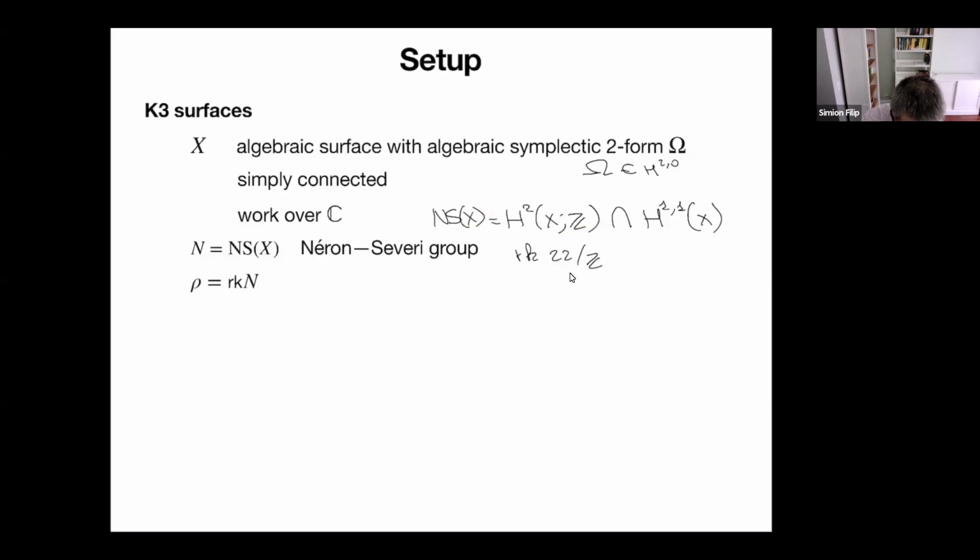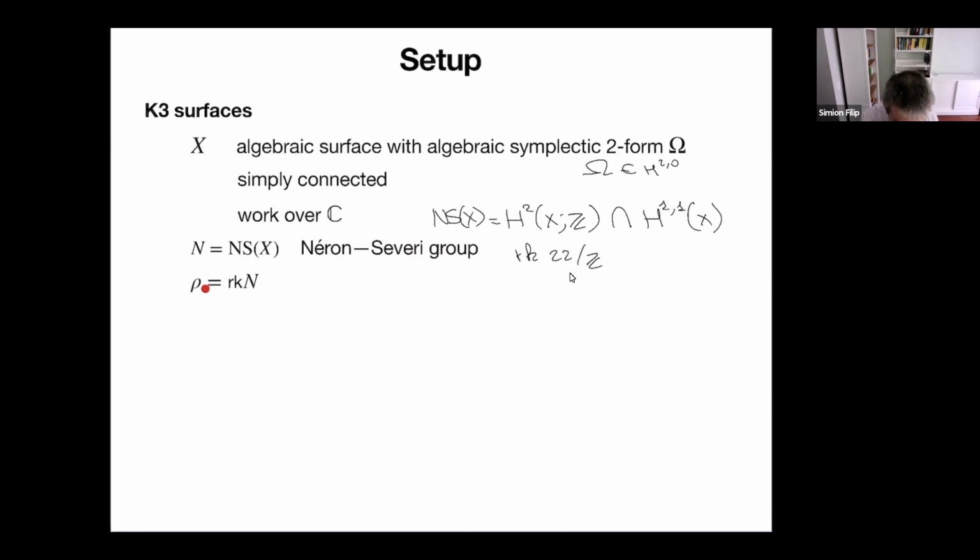And it combines the topology and the complex analytic structure. So the rank of the cohomology is 22. The Néron-Severi group is at most 20-dimensional, because the 2-0 part also has a 0-2 part, so that takes away 2 dimensions. And rho is going to be the rank of this group, so it's a very important invariant of our surface.